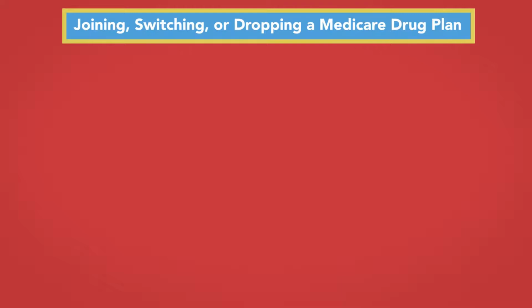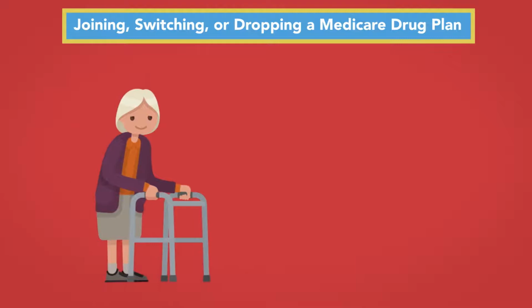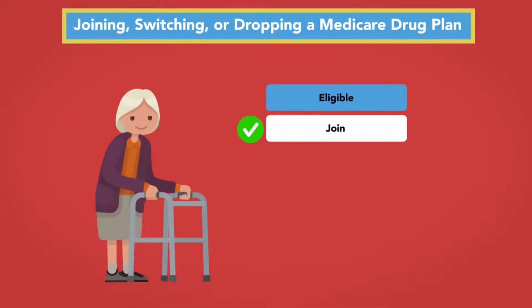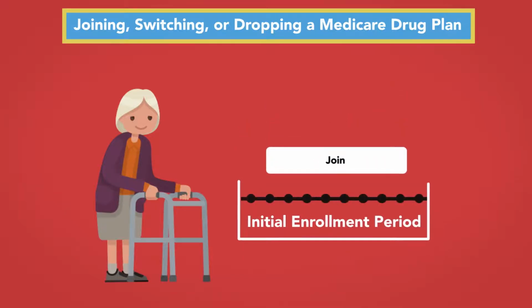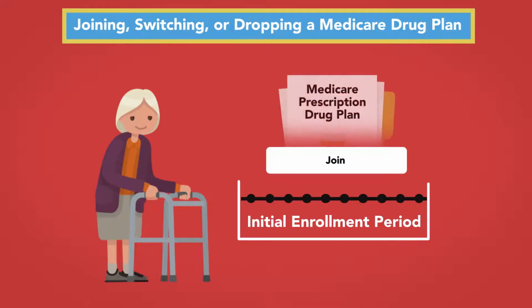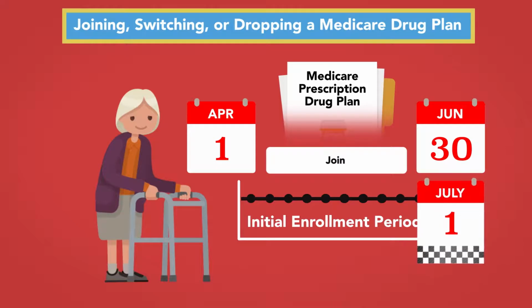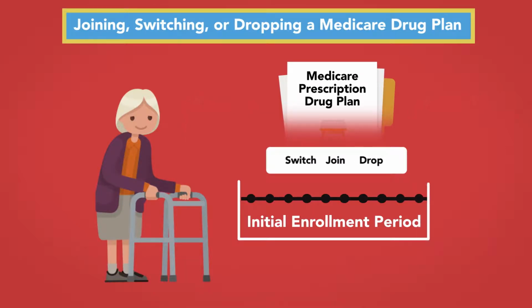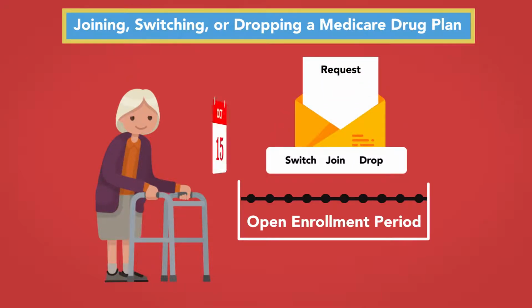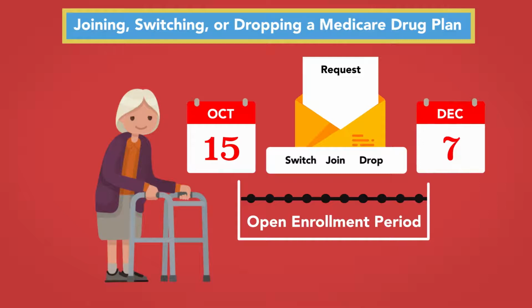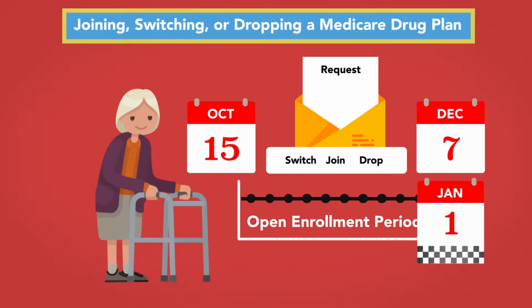Joining, switching, or dropping a Medicare drug plan. As with other parts of Medicare, a participant should join a Medicare drug plan as soon as she becomes eligible, and may do so during her initial enrollment period. If she gets Medicare for the first time during the general enrollment period, she may join a Medicare drug plan from April 1st through June 30th, with coverage commencing on July 1st. She may also join, switch, or drop during the open enrollment period by submitting the request between October 15th and December 7th, with the changes taking effect on January 1st of the following year.